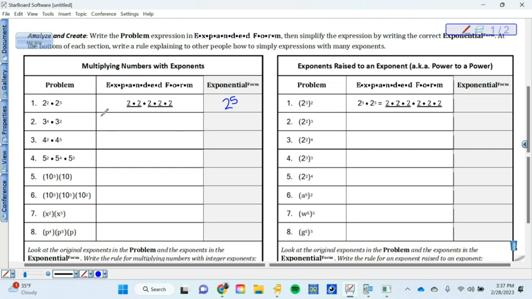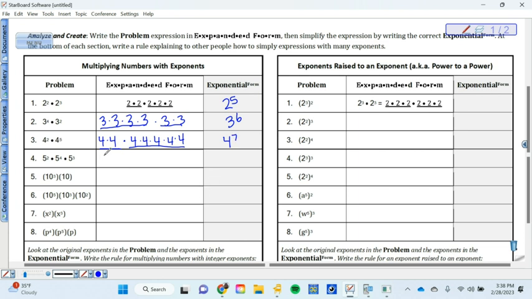So now I've got number 2, I have 3 to the 4th. That means 3 times 3 times 3 times 3 times 3 squared, which is just 3 times 3. What do I write for my exponential form here? 3 to the power of 6. Perfect. 3 to the power of 6. 4 squared times 4 to the 5th. 4 squared is just 4 times 4 times 4 to the 5th. So 4 times 4 times 4 times 4 times 4. What's my exponential form? 4 to the 7th. Perfect. 4 to the 7th power.